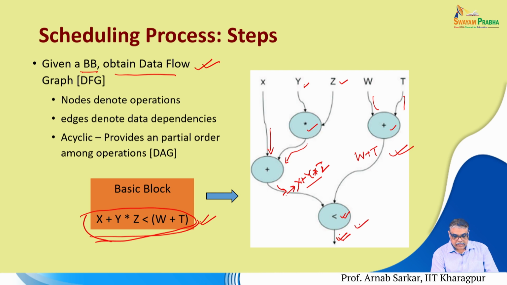So, this is a data flow graph and it represents this basic block here. In the data flow graph of a basic block, the nodes are operations. In the control flow graph, the nodes were basic blocks.